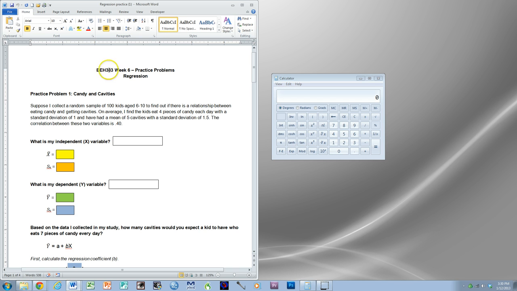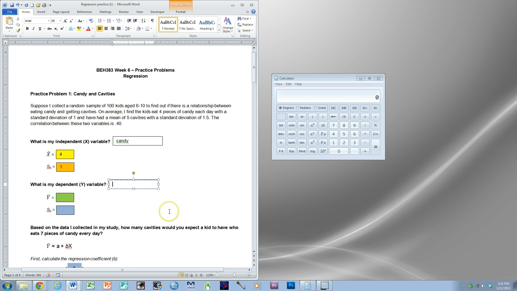Okay, so what is my independent variable, my x term? Well, the independent variable is predicting the dependent variable, and so in this case, eating candy is predicting cavities. So my independent variable is candy, or amount of candy eaten. The x bar, that's the mean of my sample. It says on average they eat 4 pieces of candy, so my mean is 4. And then my standard deviation, S sub x, that's the standard deviation of the x distribution. In this case, that is 1. So mean of 4, standard deviation of 1.